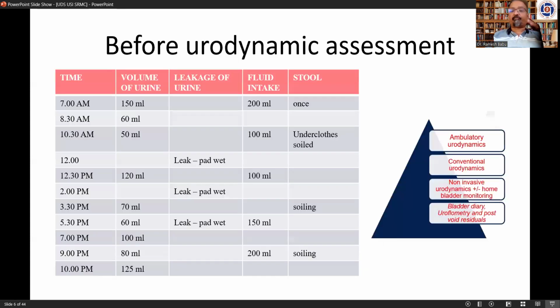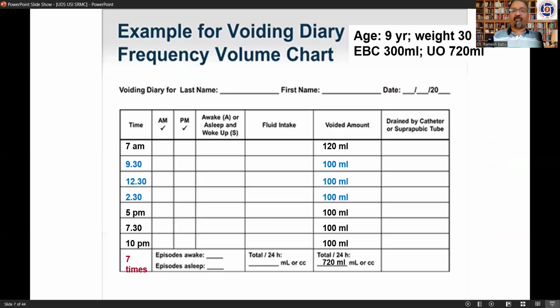pathologies and etiologies. Now, our topic is urodynamic assessment, and before any urodynamic assessment, it is important that we make sure that the child or the parents record the bladder diary. The bladder diary must include the time of voiding, the volume of urine voided, if there is a leakage in between, when was the leakage, the amount of fluid intake, and the nature of the stool. It should be recorded over a period of minimum 4 to 5 days so that we will have some idea of what's going on.